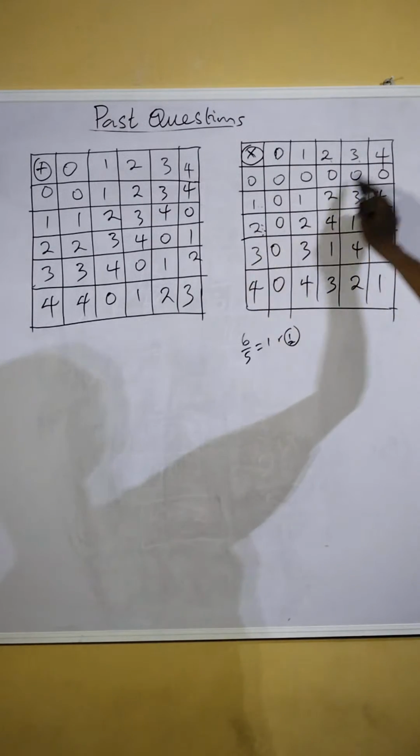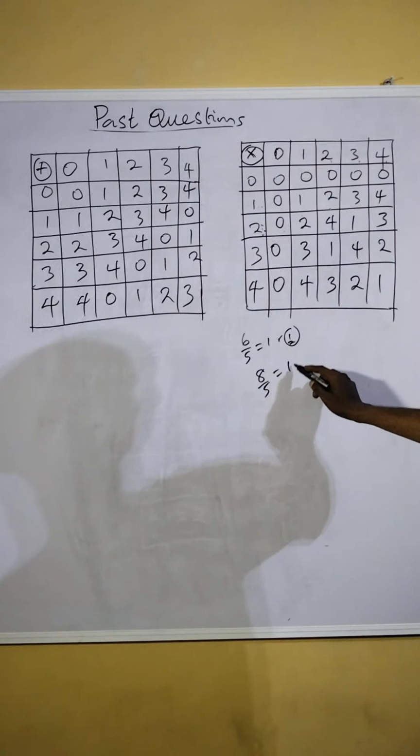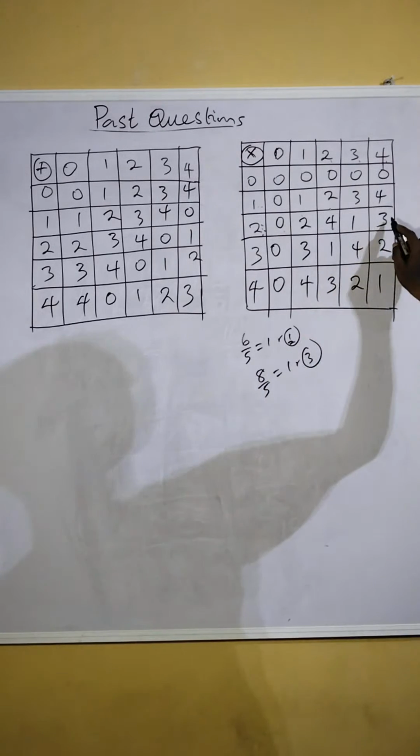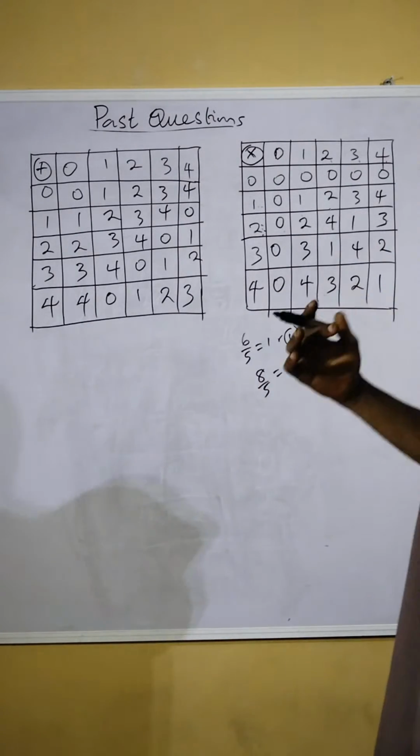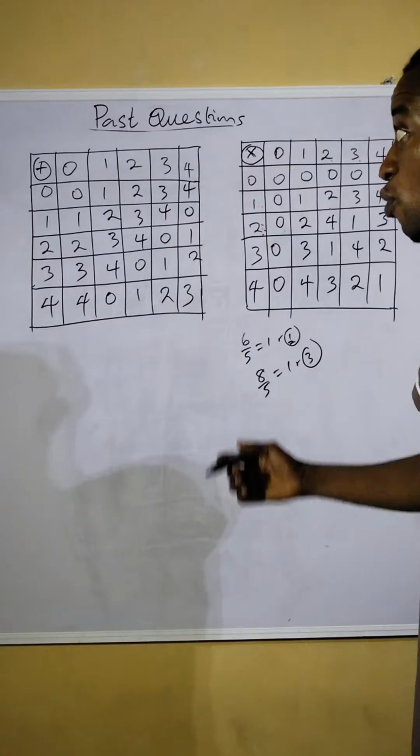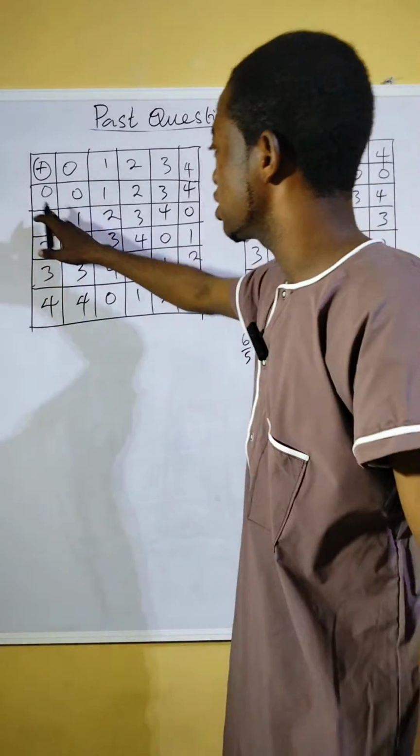Also, here we have 2 times 4. That's 8. 8 divided by 5 is 1 remainder 3. The remainder is what is written here, and so on and so forth. So, when the number is more than the base, or the mod rather, we divide by the base and write the remainder. Same thing here for addition.